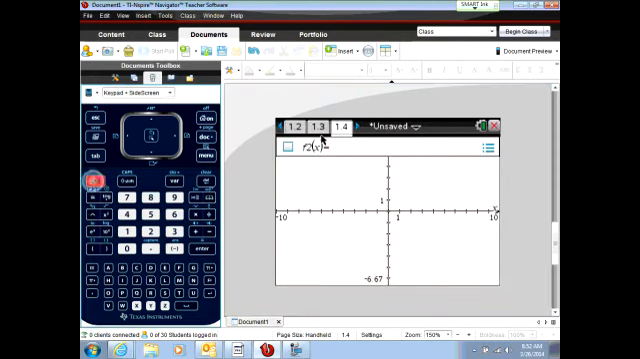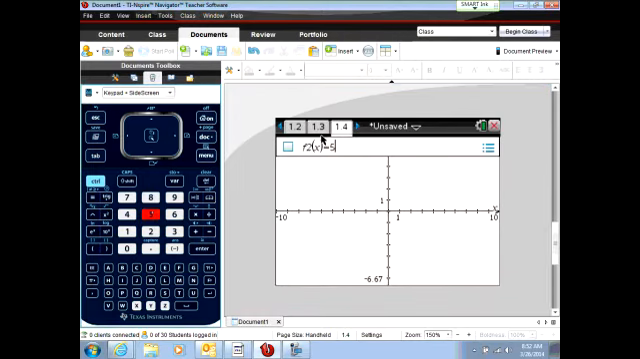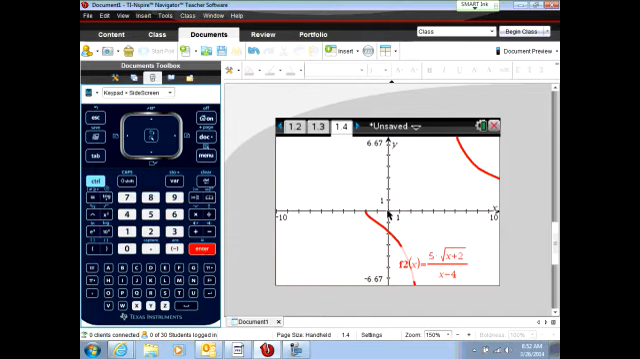So when you put it in, hopefully you use the fraction button that we just talked about before. So we've got 5 square root, forgot my fraction button, so you got 5 square root of x plus 2 all over x minus 4. And you should have a graph looking something like that.